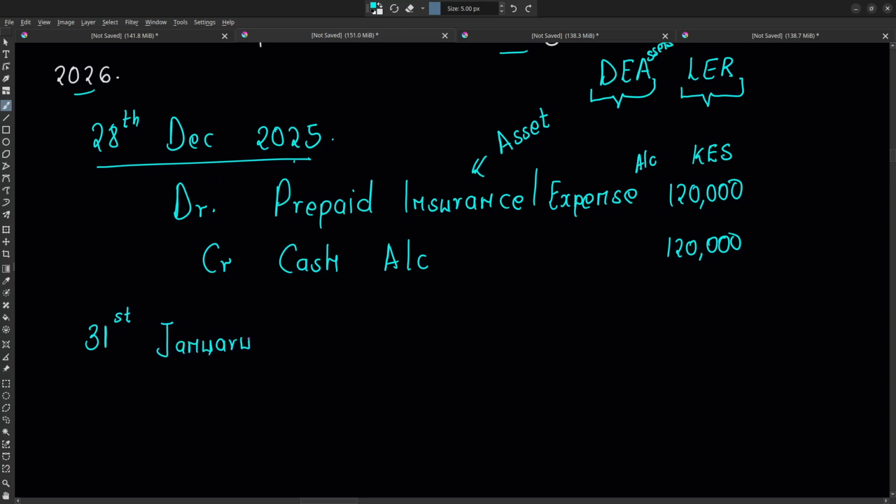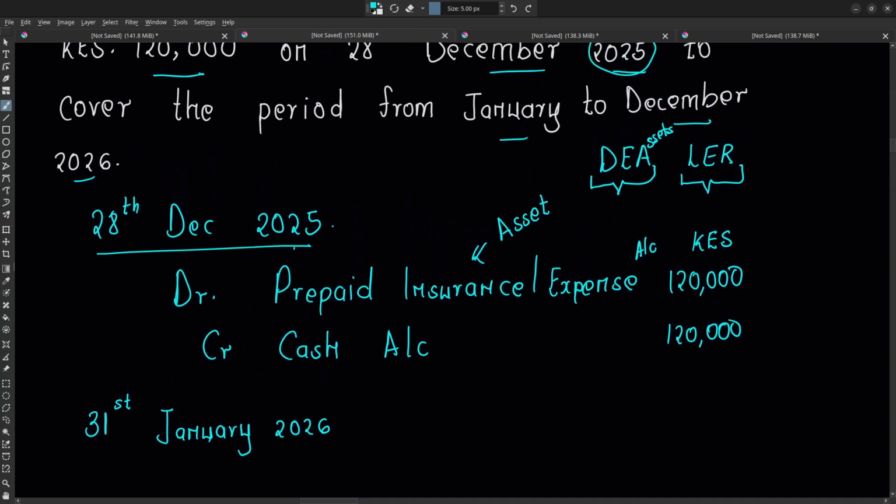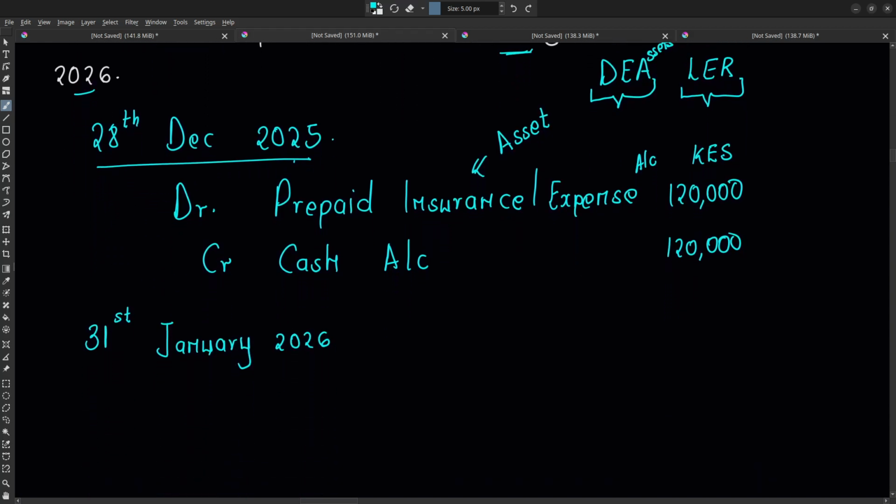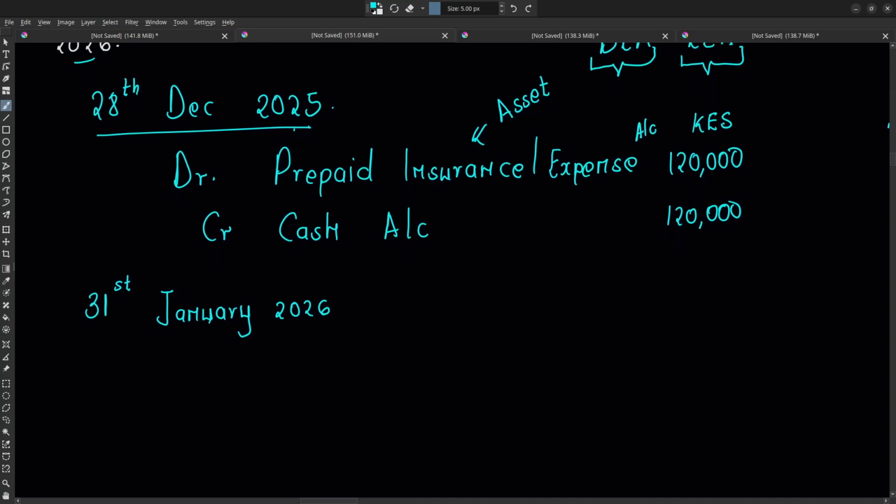How do we record? Be keen on how we do these adjusting entries, because we do this throughout the period that this prepaid expense is going to cover. As at 31st January, we have now entered the period in which we should be receiving the benefits, because this 120,000 was to cover the period from January to December 2026. So January is a month that we're supposed to be receiving the benefit of this insurance already.